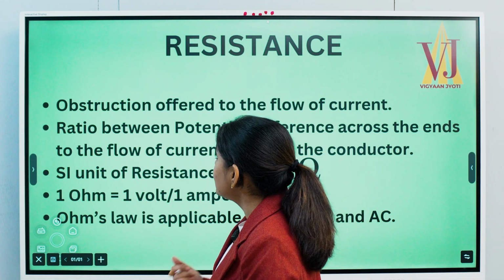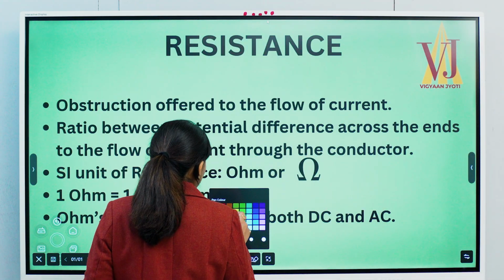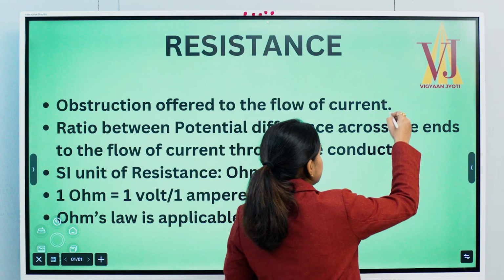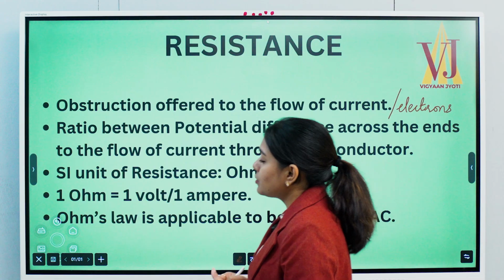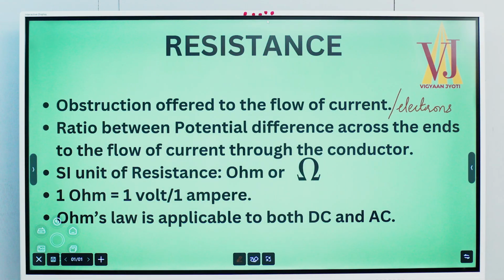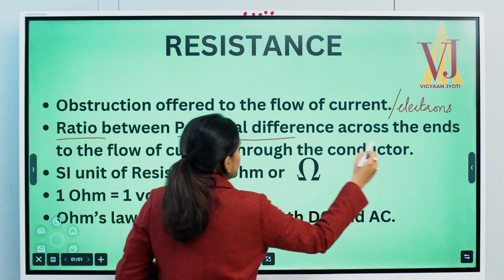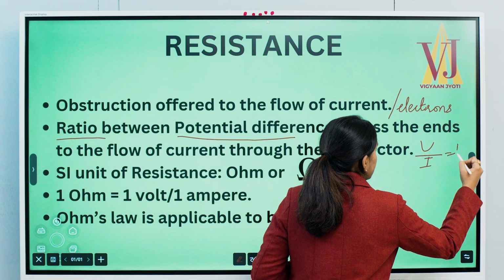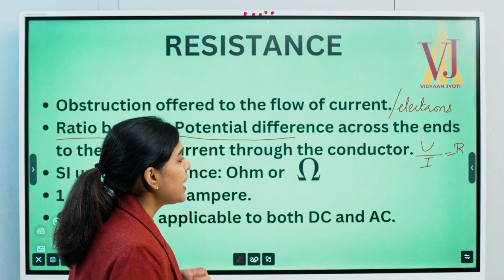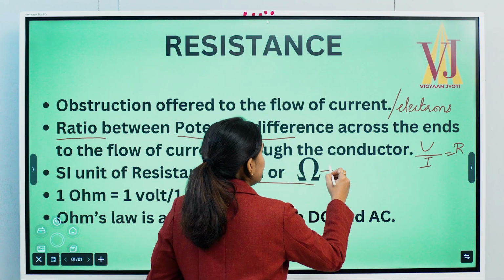Fine. Now, obstruction offered to the flow of current. Again, it is the concept, and who is flowing? That is electrons. So the obstruction offered to the flow of electrons, or the current itself, is known as resistance. And how are we going to find it? We find the ratio between the potential difference V across the ends and how much current is flowing. That constant K is the resistance. The SI unit of resistance is named after a surname, Ohm, and the symbol is omega.